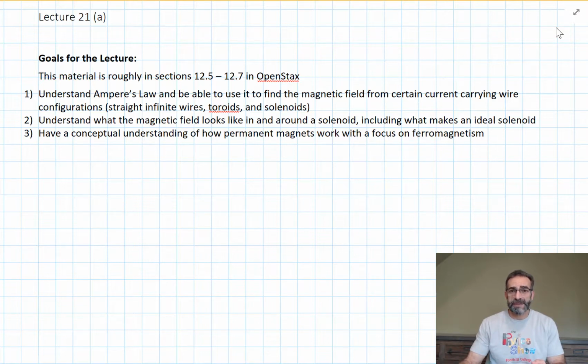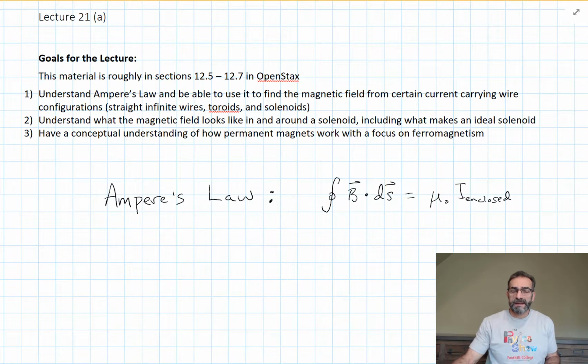It's called Ampere's law. Ampere's law is written this way. The integral of B dot ds around a closed loop is equal to mu naught times the current enclosed by that loop. Now there's some subtleties here that make it a little tricky.